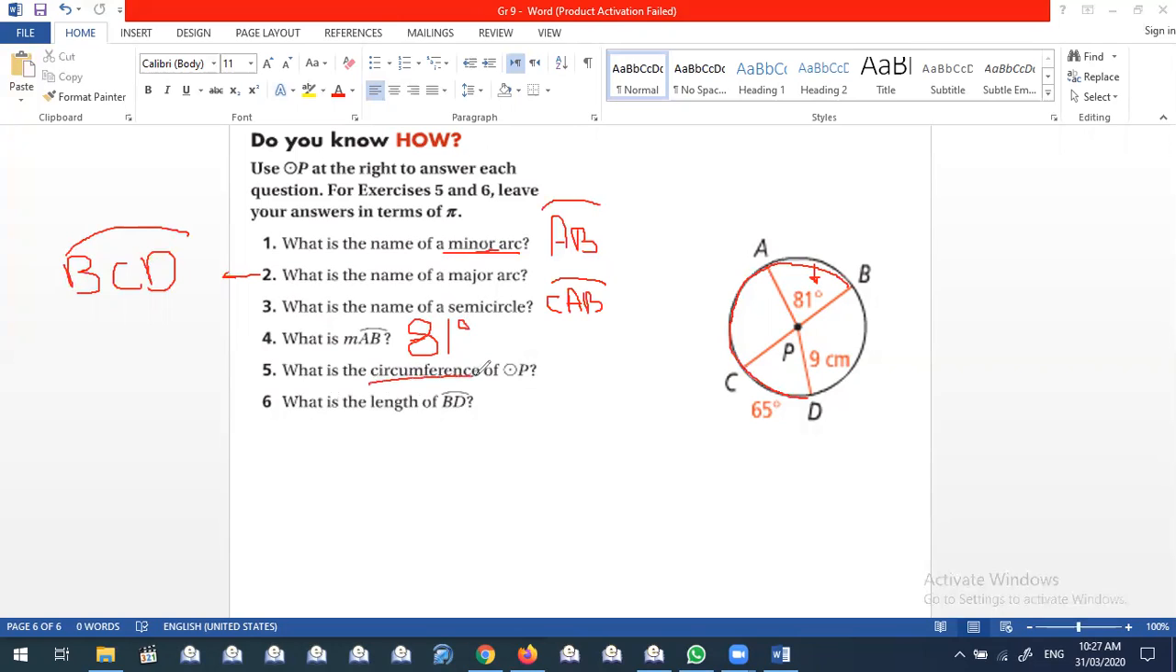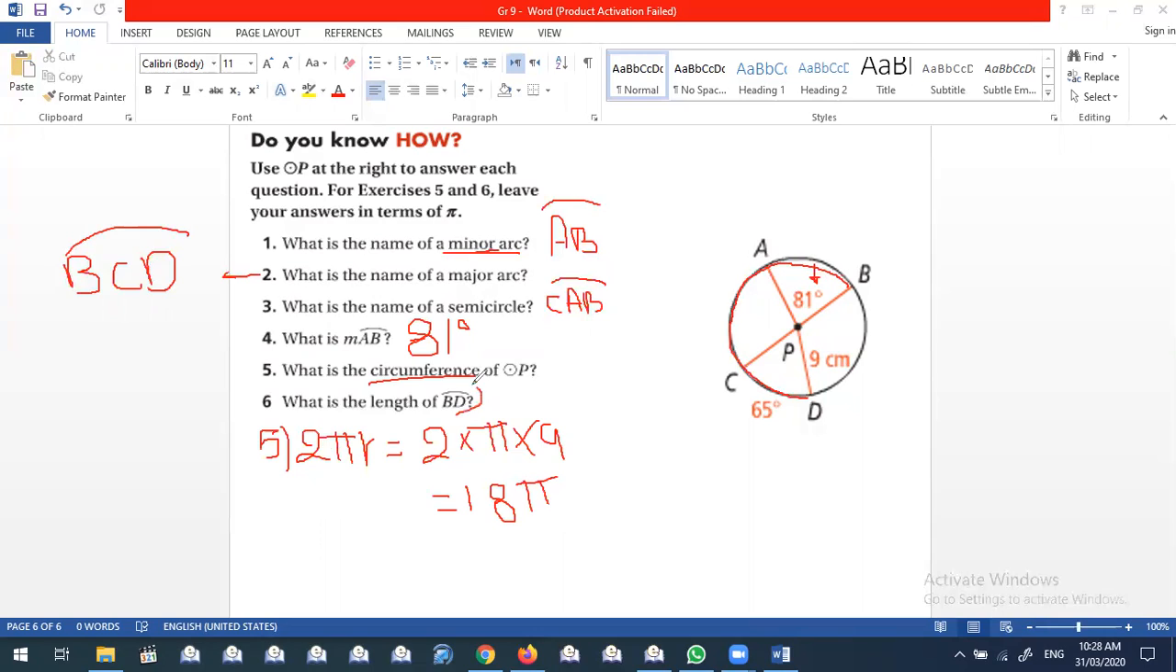What is the circumference of the circle? Circumference of the circle is 2 pi r or pi times d. Here I have r is 9 centimeters, so it will be 2 times pi times r, which is 9. So it will be 18 pi, because 2 times 9 is 18.